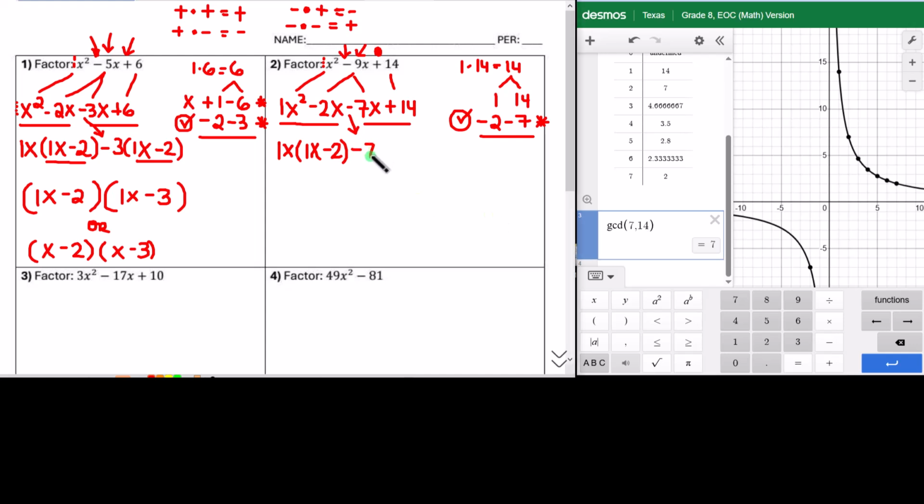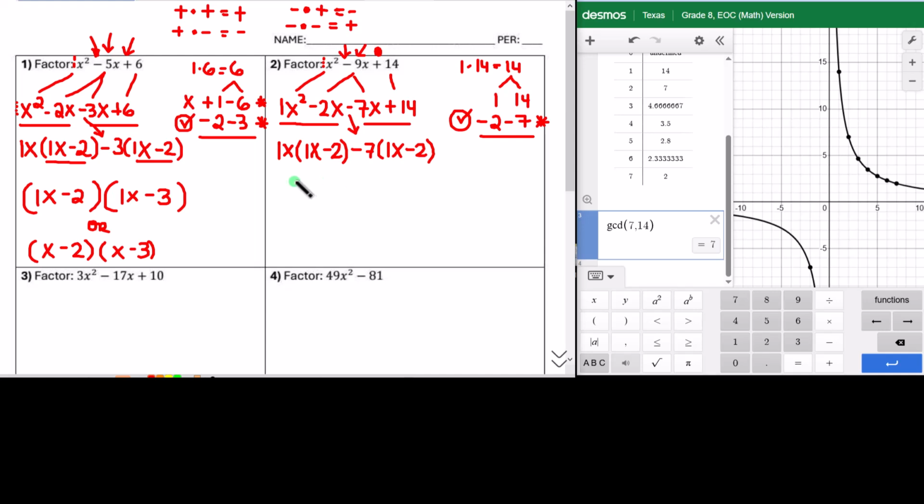Can I factor an x from these two terms? No, I can't, because 14 does not have an x. So I'm going to go ahead and open parentheses, and I perform the division. Negative 7 divided by negative 7 is 1. I have 1x, none is being removed, so I retain the x. 14 divided by negative 7 is negative 2, and there we go.